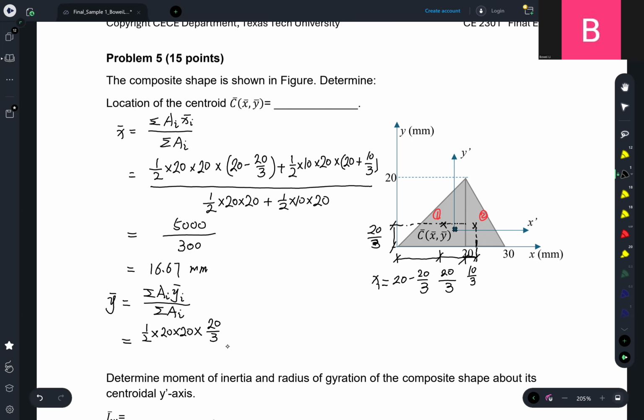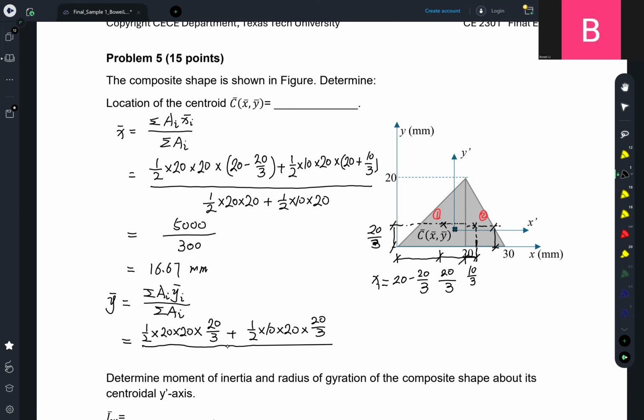Okay, so how about my second part? For my second part, it is 1 over 2 times 10 times 20. Then times again the distance from my centroid to the base, or to the x-axis, which is my y coordinate here, which is actually again one third of the head. It is 20 divided by 3. Probably now you already know the answer here, right?